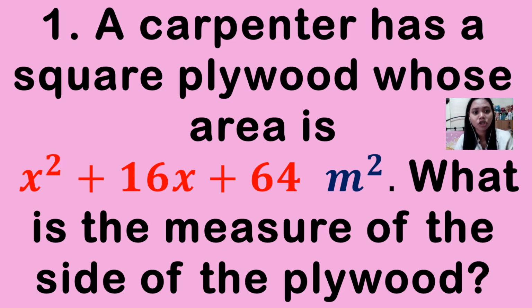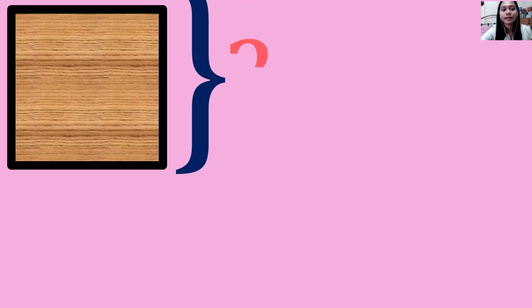So, ang ating shape ng plywood ay square. At ang area ng square ng plywood na ito ay yung x squared plus 16x plus 64 in square meters. And then, yung hinahanap po natin ay yung sukat ng bawat side ng plywood. So, how to solve this kind of problem? So, kung ito yung plywood natin at ang shape niya ay square, ibig sabihin, bawat side ay pare-parehas ang sukat. Hahanapin natin ang bawat sukat.